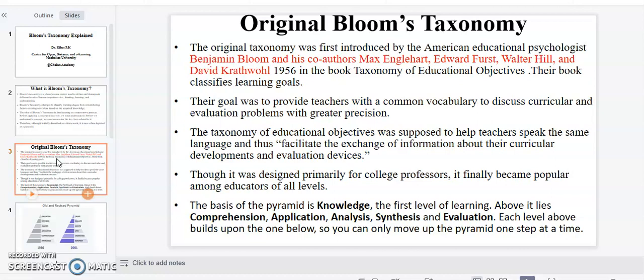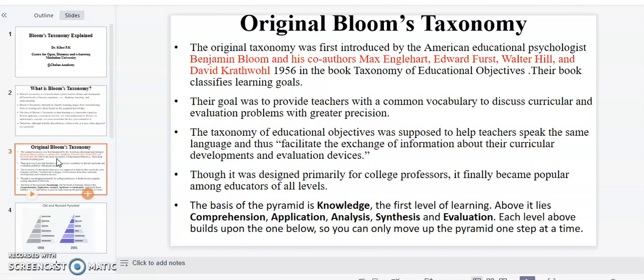The taxonomy of educational objectives was supposed to help teachers speak the same language and thus facilitate the exchange of information about their curricular development and evaluation devices. Though it was designed primarily for college professors, it finally became popular among educators of all levels.